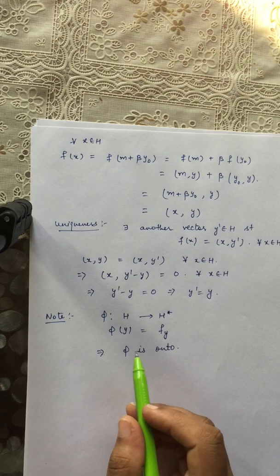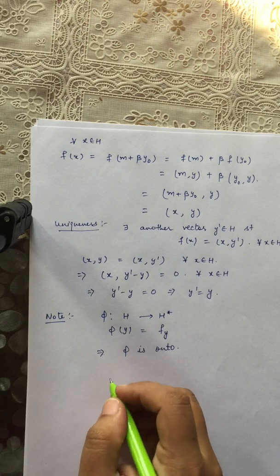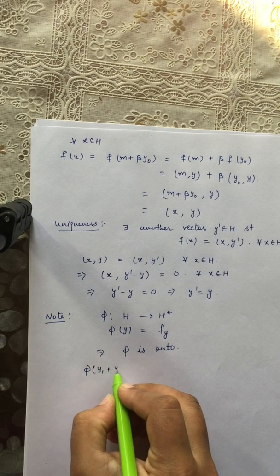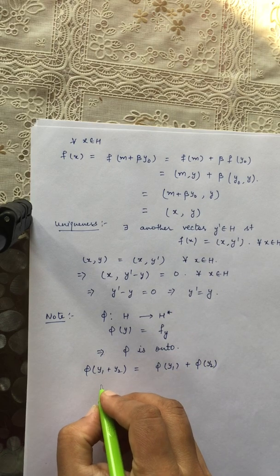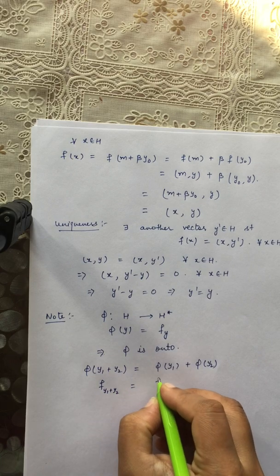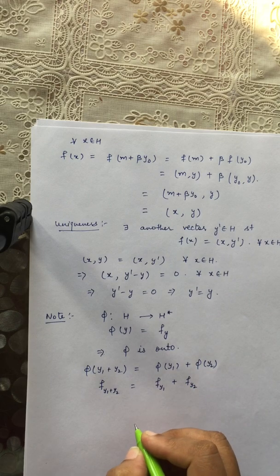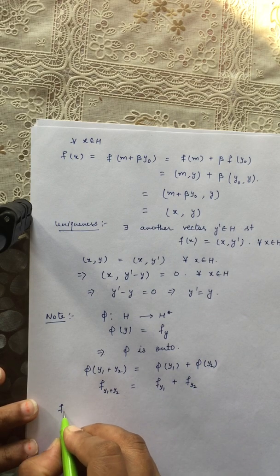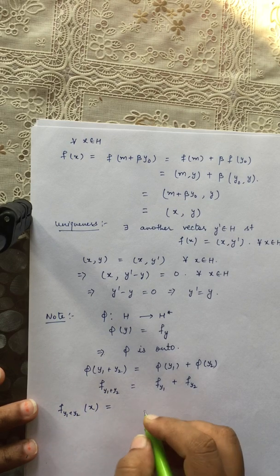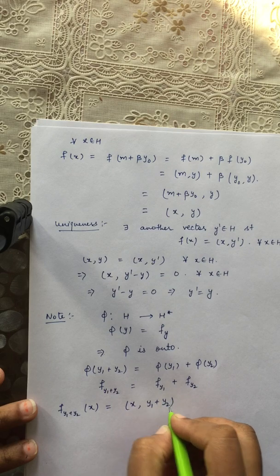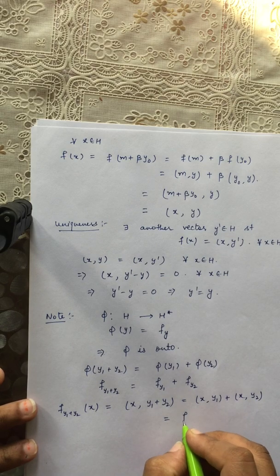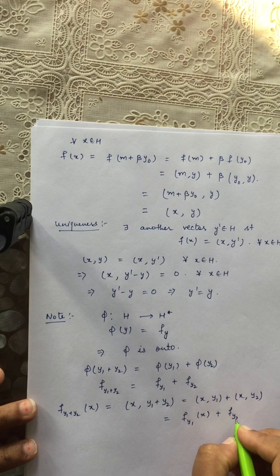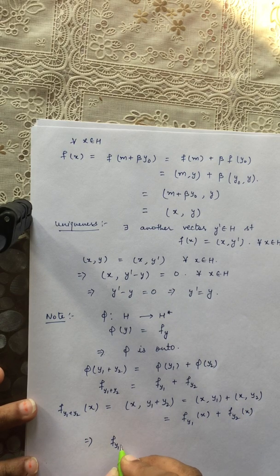And secondly, we can also prove that this phi is a linear mapping, which means phi of y1 plus y2 is phi of y1 plus phi of y2. That means f y1 plus y2 is f y1 plus f y2. And that we can easily prove because f y1 plus y2 at any x in H can be inner product of x and y1 plus y2, and by linearity of inner product, we can write like this. So it is f y1 of x plus f y2 of x. So from here we can say f y1 plus y2 is f y1 plus f y2.